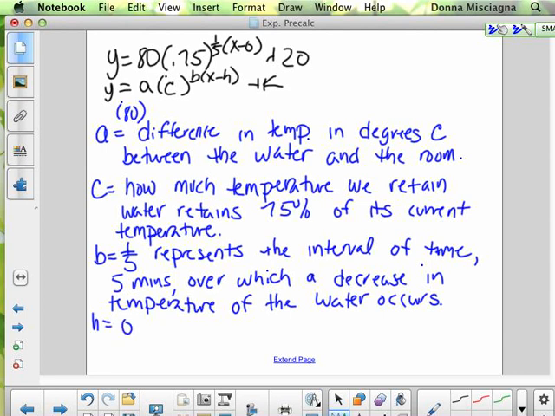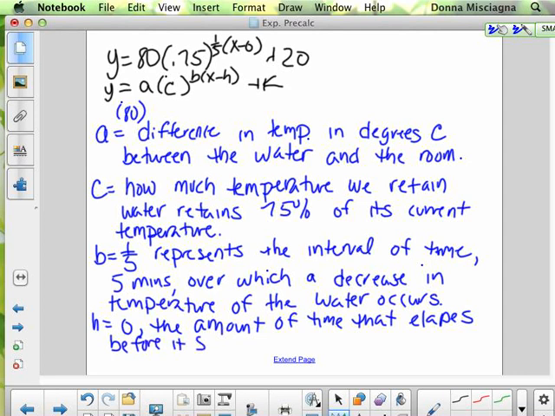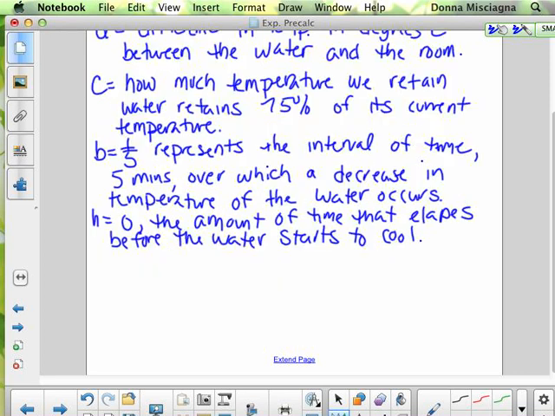Then we have K left. H is 0, the amount of time that elapses before the water starts to cool. Right away it starts to cool. I'm sure you know that from experience. We'll extend the page, but only a teeny bit.